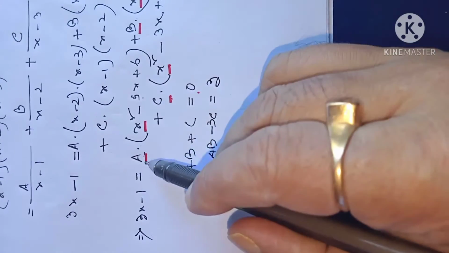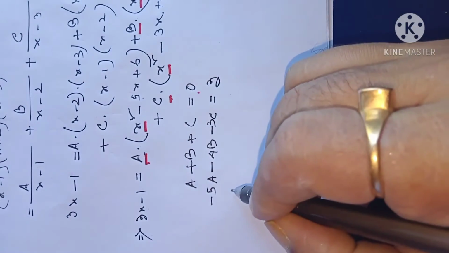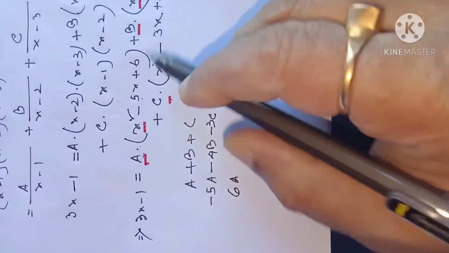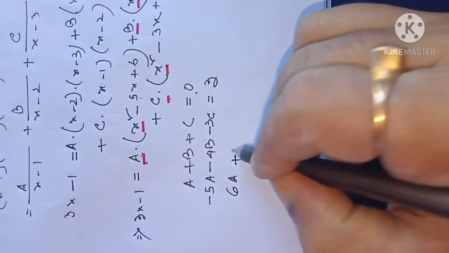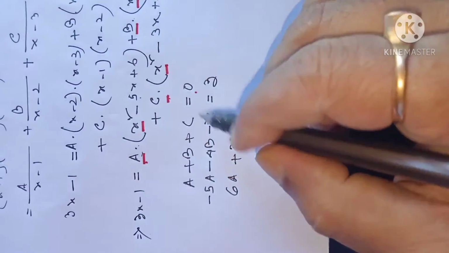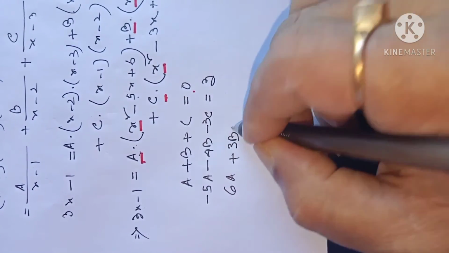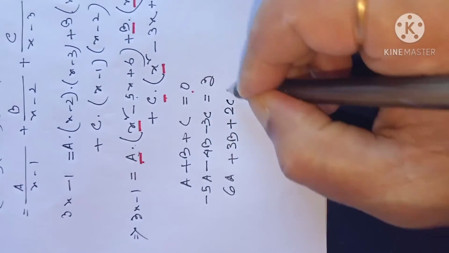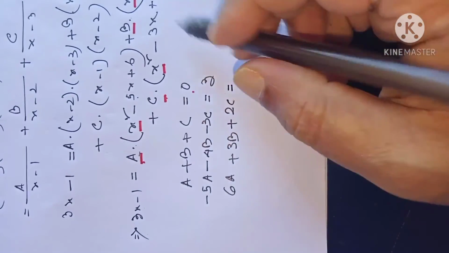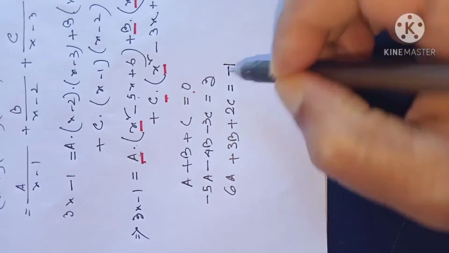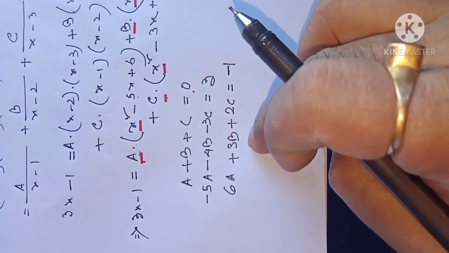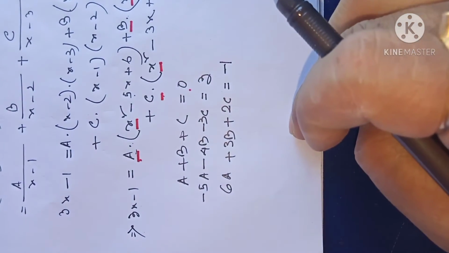Then constant terms, 6a plus 3b plus 2c is equal to minus 1. Now we'll solve these three equations and we'll get the values of a, b, c.